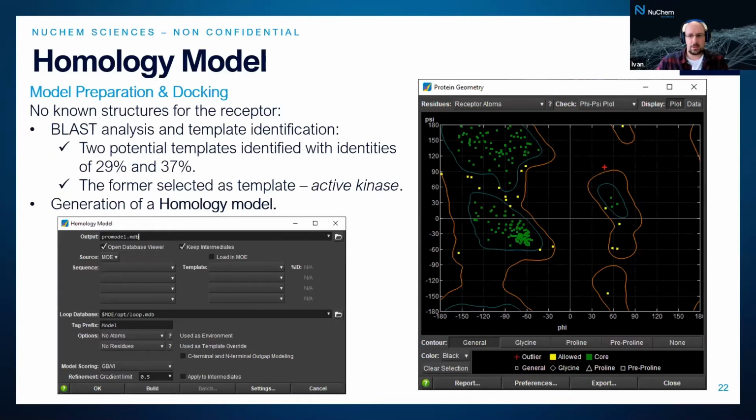So once we selected our template, we applied the tools available in MOE to first build several homology models, assess their quality in terms of geometry, and finally select one model for subsequent studies.